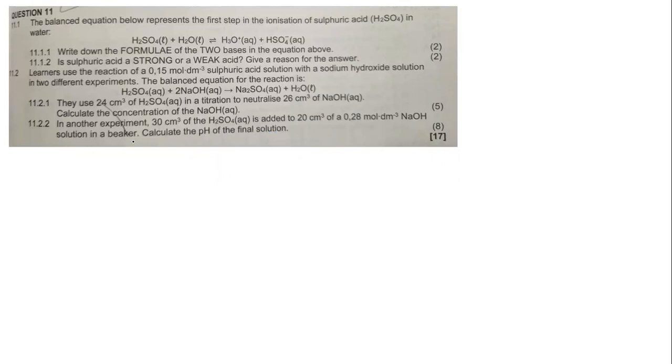Now I'm going to rewrite the very same equation over here. So we have H2SO4 reacting with 2 molecules of sodium hydroxide to produce Na2SO4 and water, which is H2O. Now, this is experiment number 2. Remember, the concentration of sulfuric acid is the same as the one that they started with.